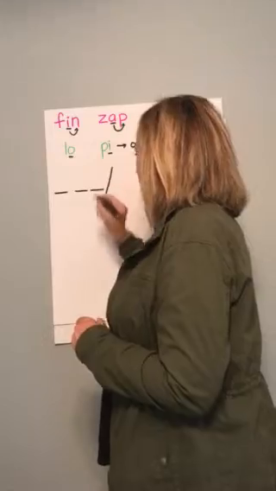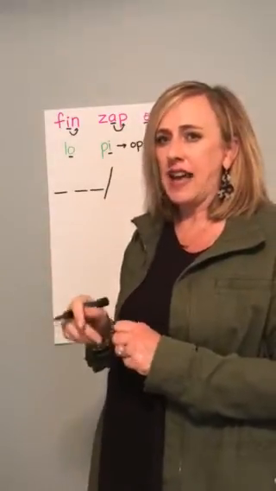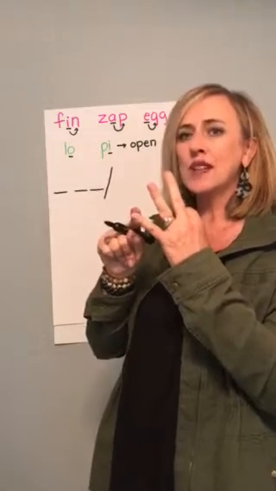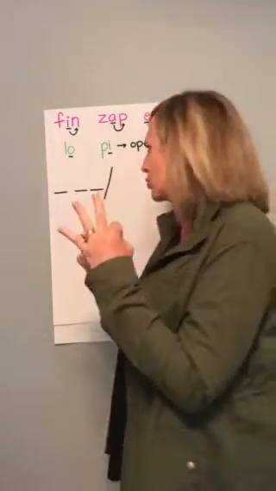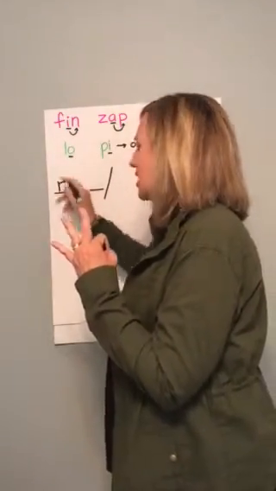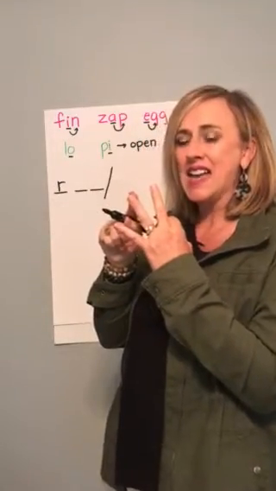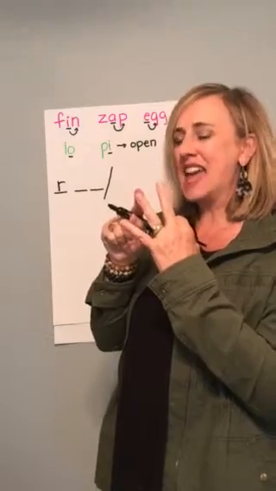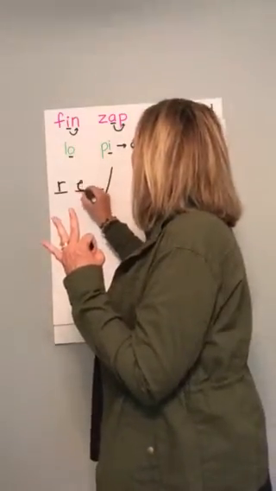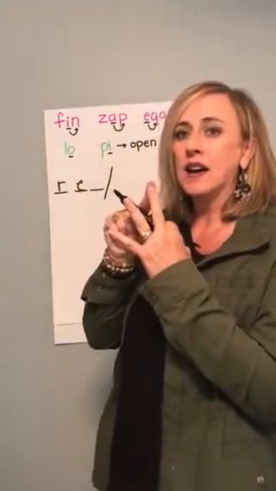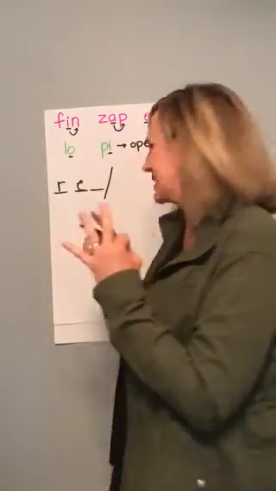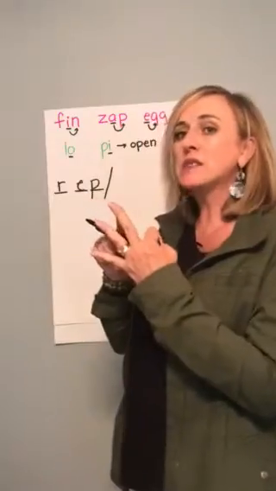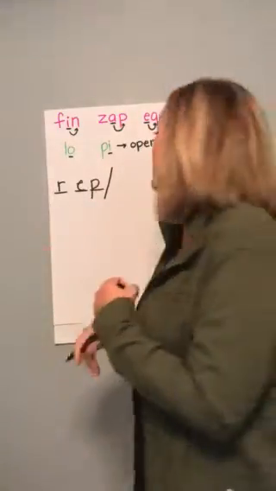R-E-P. Let's practice spelling that syllable. R-E-P. What says r? Right. R says r. E. What says e? E says e. What says p? P says p. Good. Rep. Now I'm ready to move over to my second syllable.